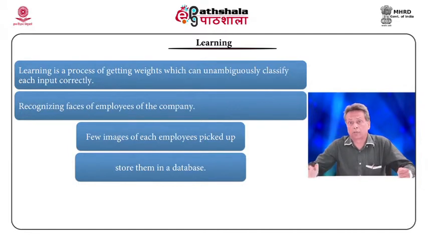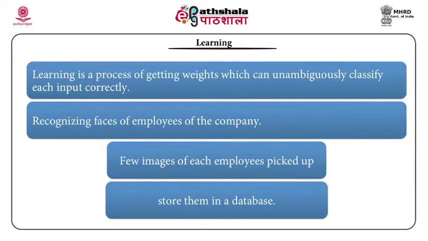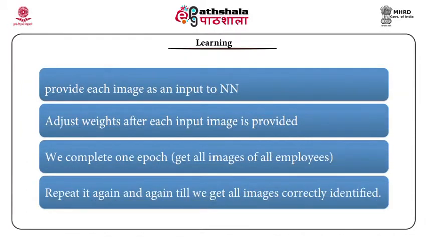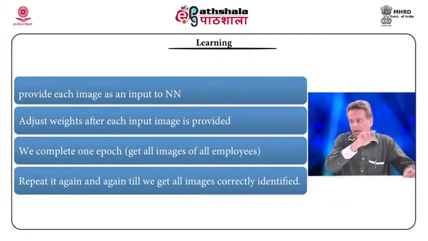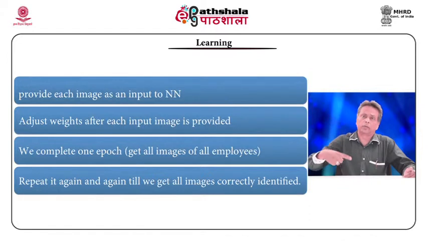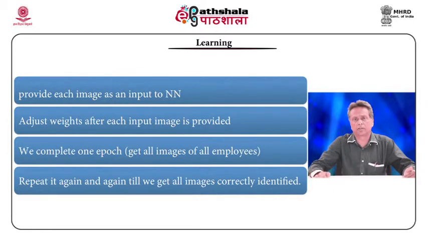And if you ask me what's the guarantee, let me tell you, there is no theoretical guarantee of this process, but empirically it is proved that in most cases you get them. So, what we do is we get all those images, store them in the database, and provide each image to the algorithm, a neural network algorithm, backpropagation neural network, or some other algorithm. After every input, we adjust weights, and once we provide all inputs, 20 employees, 50 images of each one of them, 1000 total images, all of them are fed in.